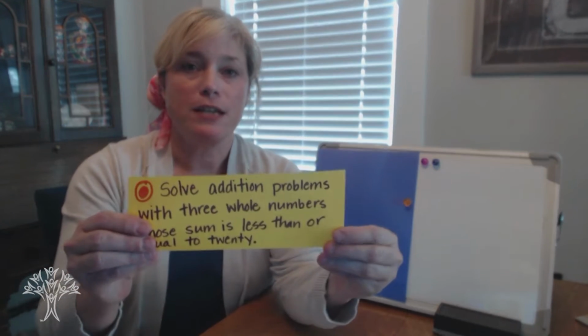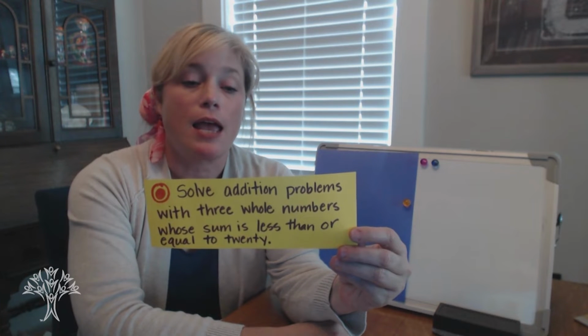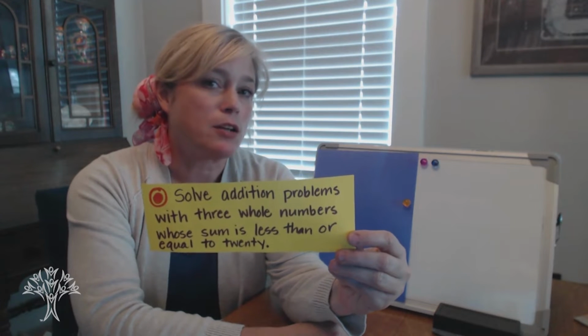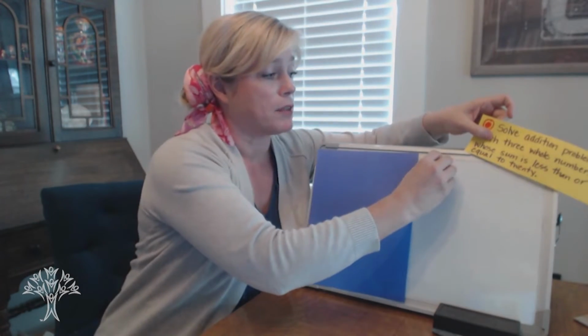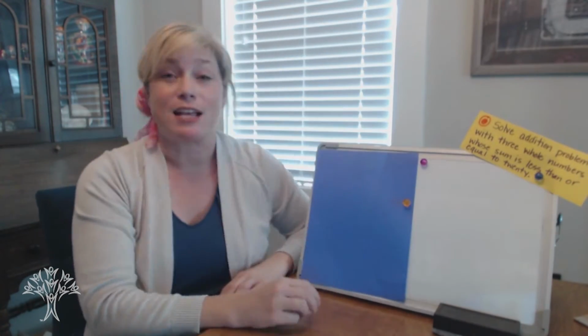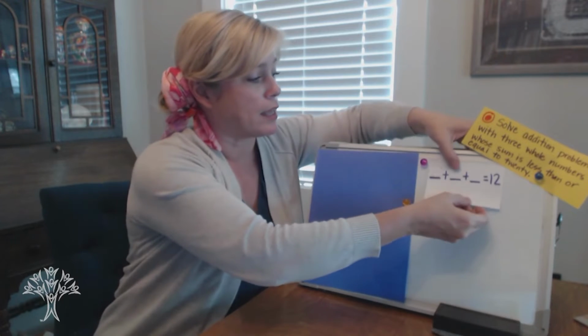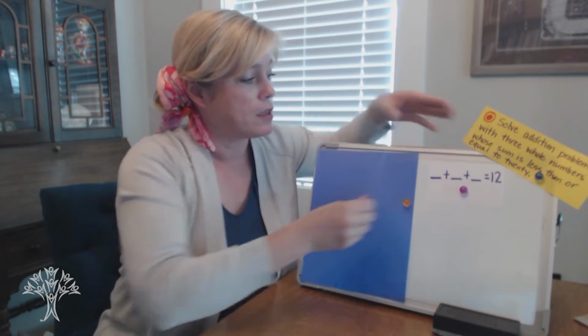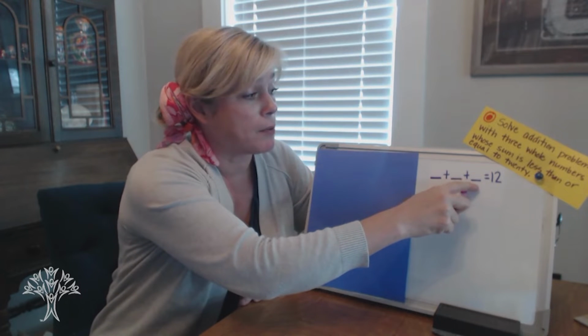We're going to be working on solving addition problems with 3 whole numbers, and the sum will be less than or equal to 20. So this means that I'm going to be solving an equation that has 3 addends, and our target number is 12. So our equation might look something like this, where we have a number plus a number plus a number to make the number 12.